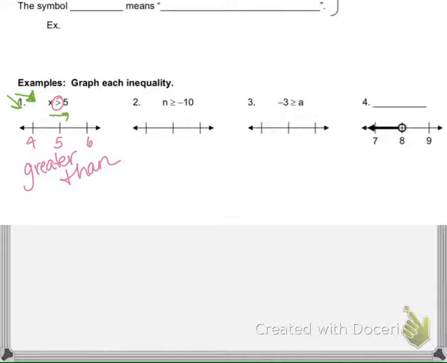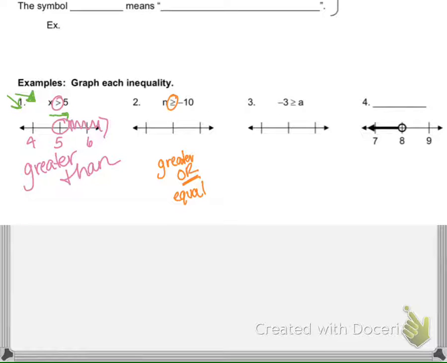If it's only greater than 5, I need to have an open circle to show that it couldn't be 5. The answer is not going to be 5. It's going to be anything bigger than 5. So it could be 6, it could be 7, 8, 9, 10, 100. Anything on this side of 5 could be the answer.